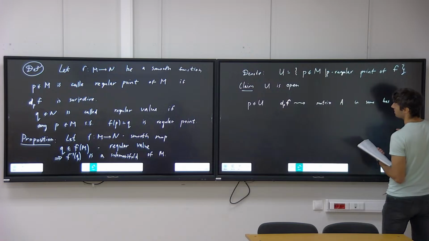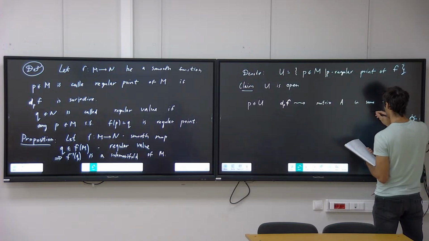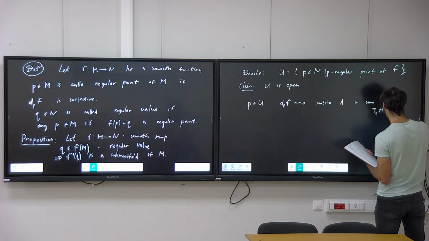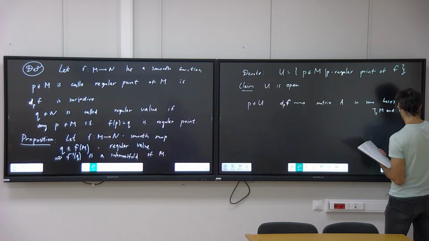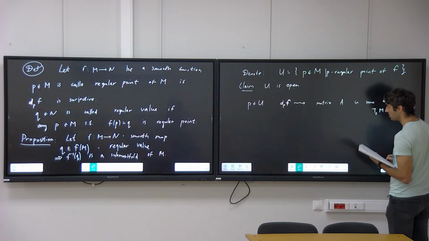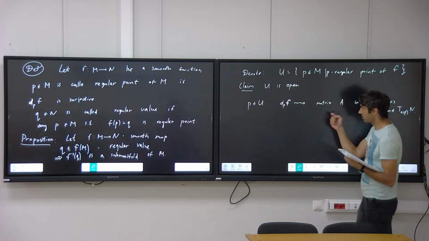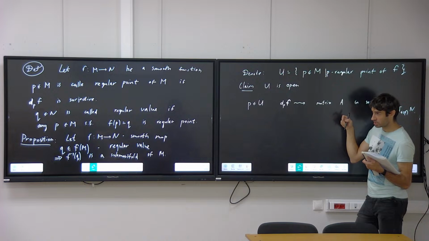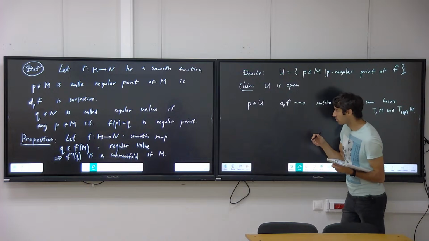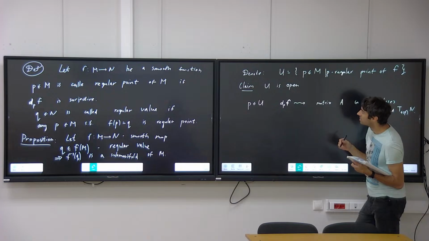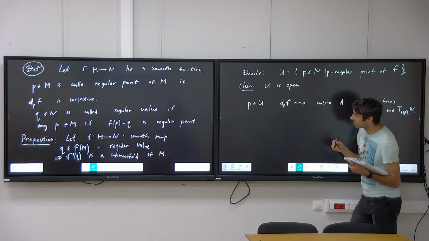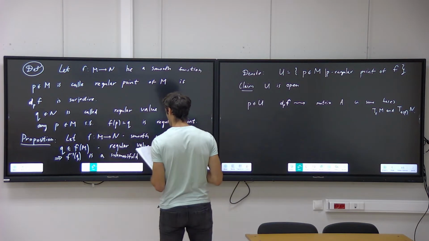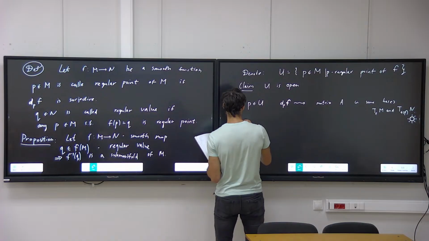Well, I need to pick a basis in T_pM and in T_F(p)N. And the fact that it is regular means that some particular minor of this matrix is not zero. So actually, non-zero determinant. Yes, non-zero determinant, right. So p is regular.